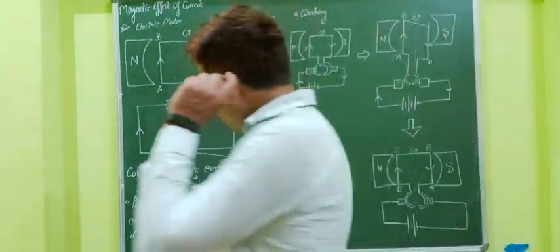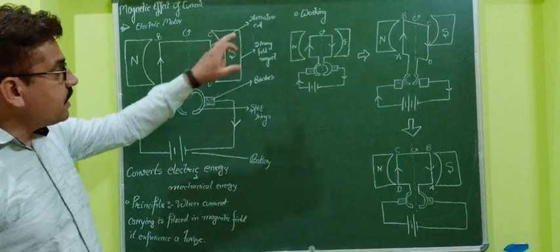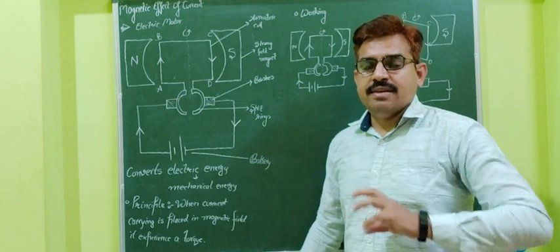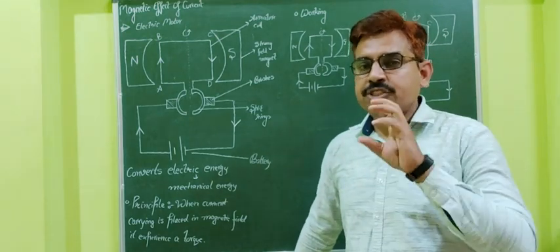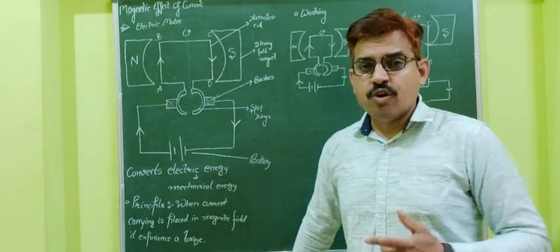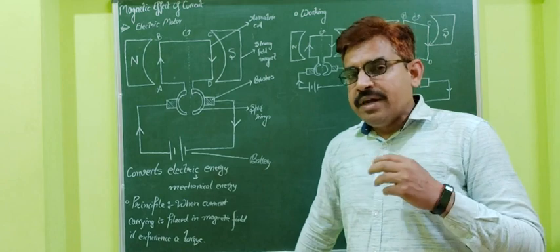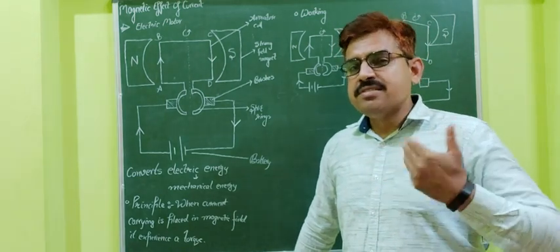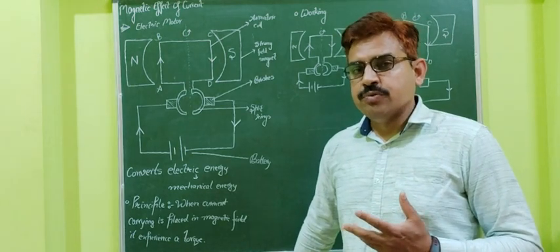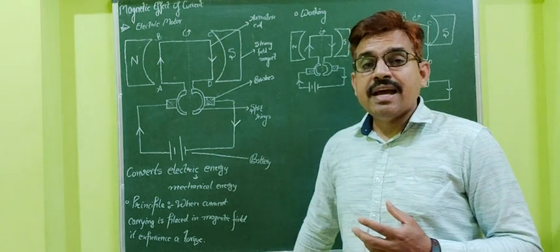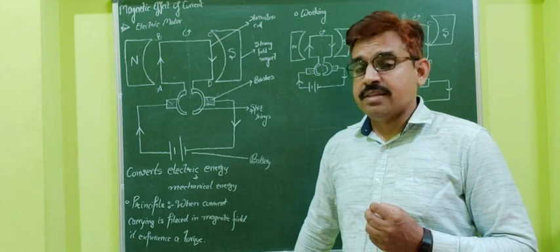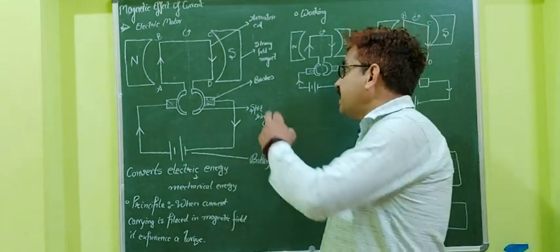Next is the construction of electric motors. Before starting with the construction, let us start with the armature coil. What is an armature coil? It is a rectangular coil over which insulated copper wire is wound. Why is insulated copper wire wound? Because winding it gives a large number of turns, so a large force will be experienced. That is why the armature consists of a large number of turns of insulated copper wire.